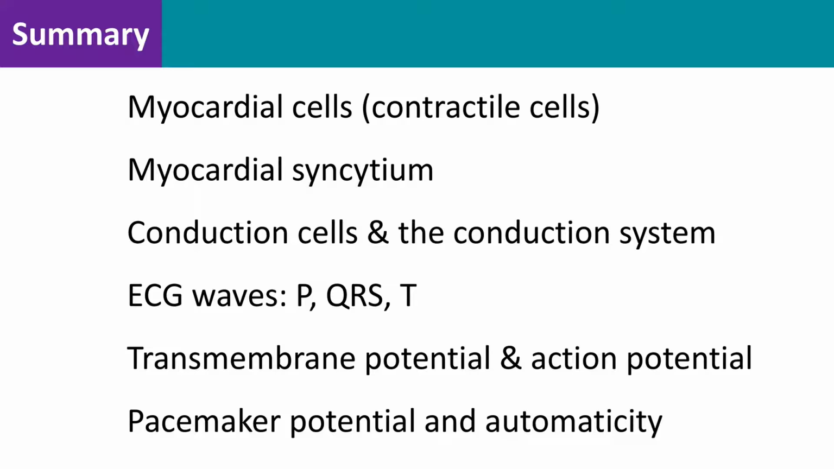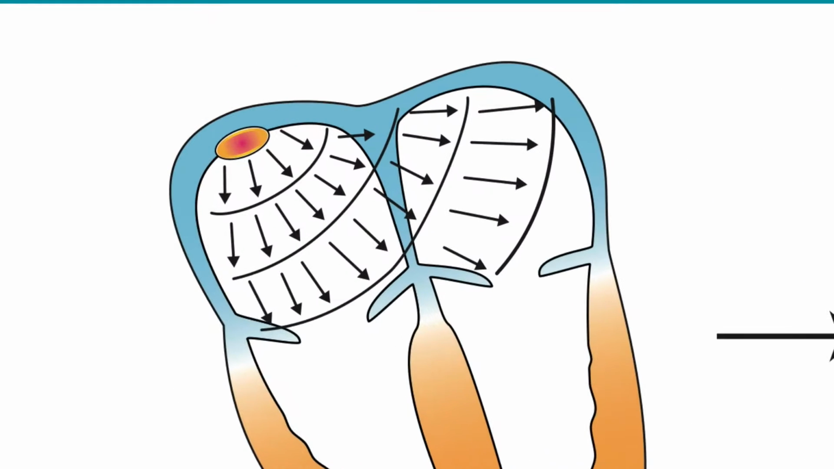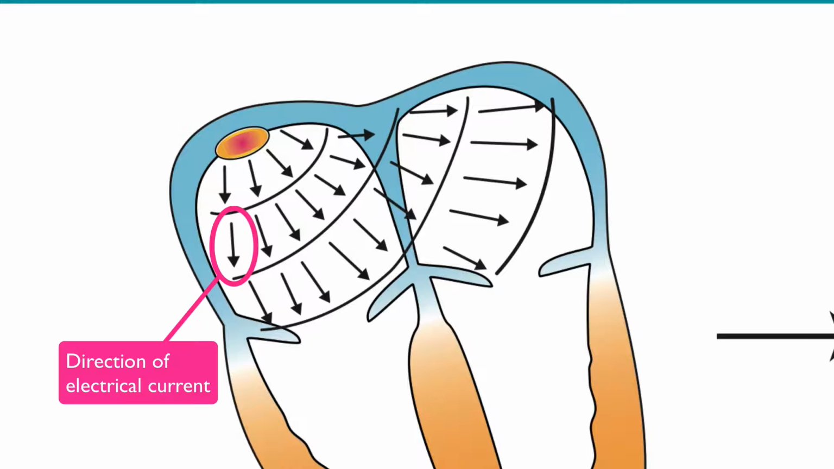So now that we have rehearsed all of these concepts, we have one more important topic to discuss, and that is the electrical vectors of the heart. And the whole concept about vectors is also fundamental to ECG interpretation. This image shows how the electrical impulse spreads from the sinoatrial node to the atria. These small arrows represent the direction of the electrical impulse. So these arrows actually represent the direction of the smaller electrical currents.